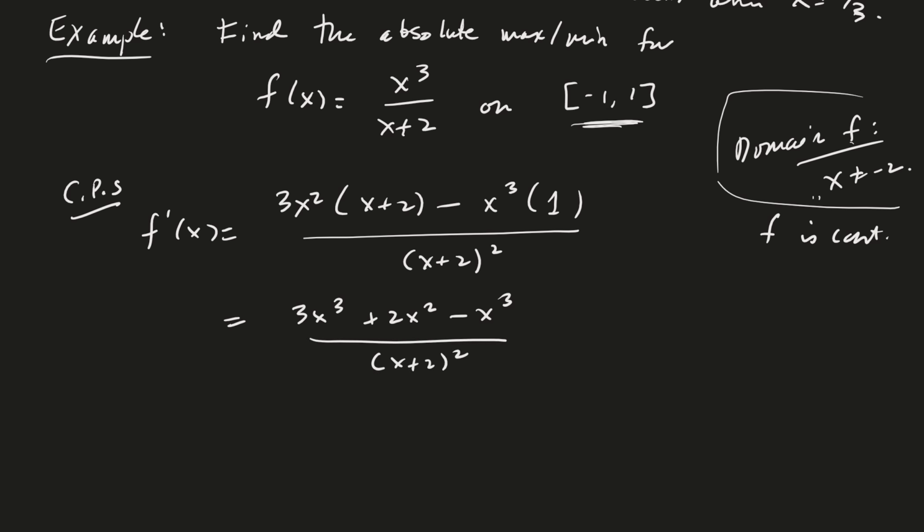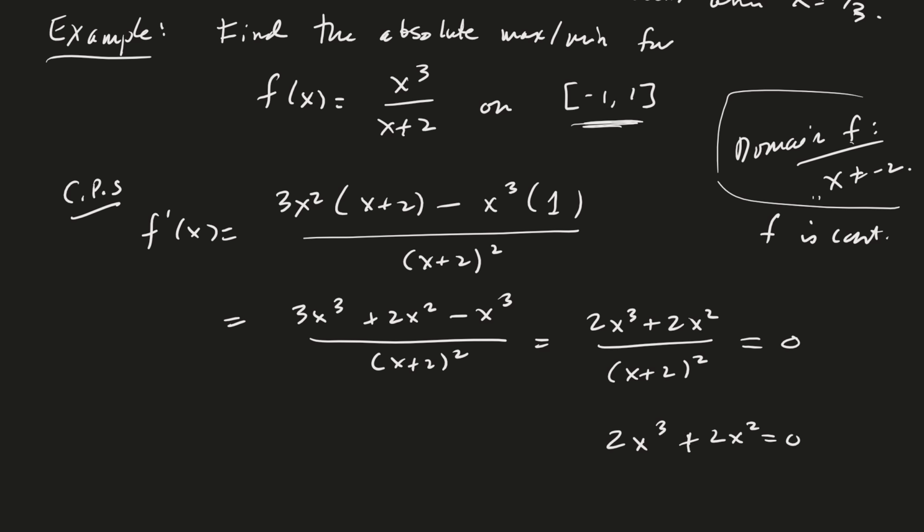Good. By the way, we'll notice that the derivative does not exist at -2, but that's already outside of our domain, so we don't have to include that point. And so just to finish this off, it looks like 2x cubed plus 2x squared divided by x plus 2 squared. Good. And now I want to set that equal to 0, and then factor the numerator. It looks like 2x cubed plus 2x squared equals 0, and take out all the common factors here. 2x squared is a common factor, leaving us with an x plus 1, right?